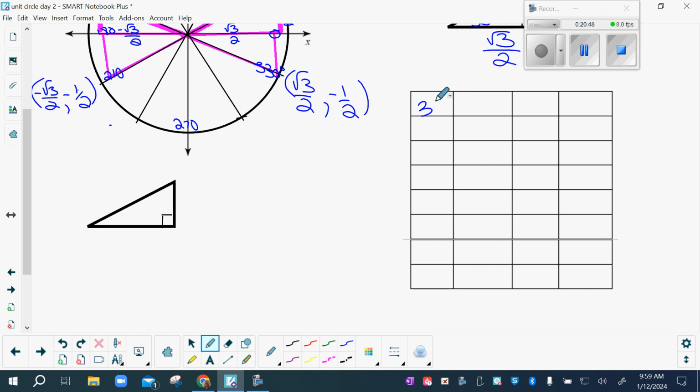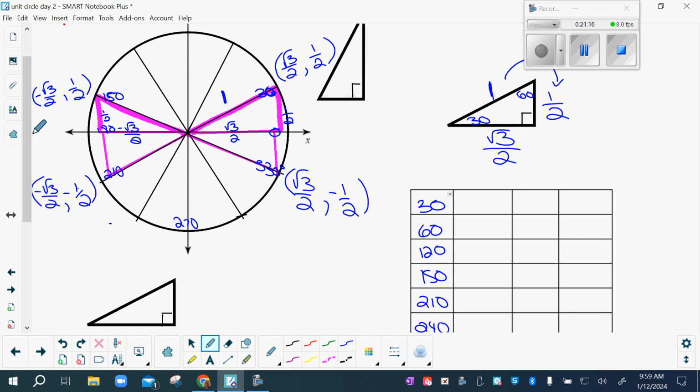But here's what I want to do. I'm going to do 30, 60, 120. I'm skipping the 90, right? 150, 210, 240, skipping 270, 300, and 330. Okay, so let's go ahead and do the ones that we know. Are we ready? So remember, cosine is our x, sine is our y. We're going to have to be careful. Tangent is the only weirdo.